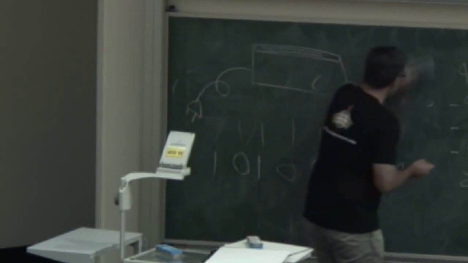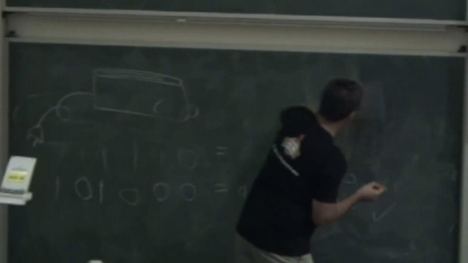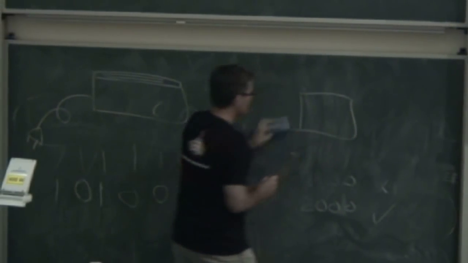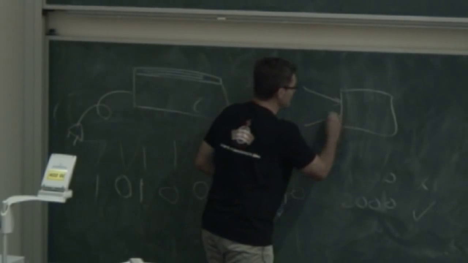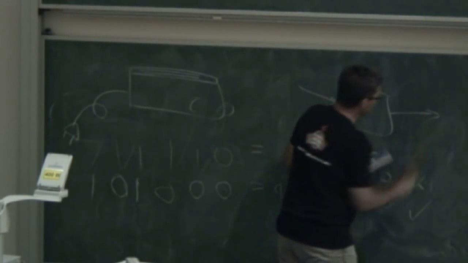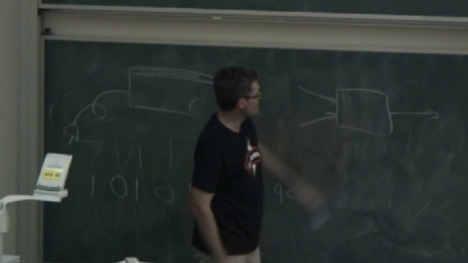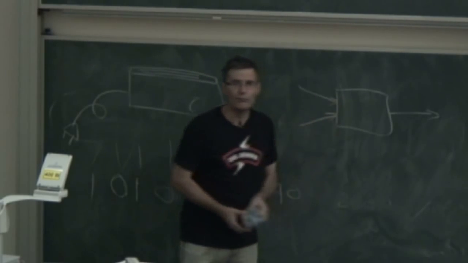So sometimes, because toasters take too long to draw, when we're doing functions in maths, we just draw them as a box. And we draw the arrows for the pieces of bread or whatever it is that comes in, and the crumbs, the thing that comes out the other side. So this is how I'm going to draw a function from now on.